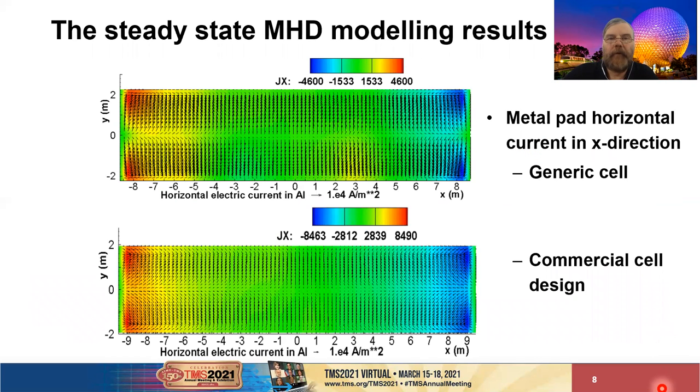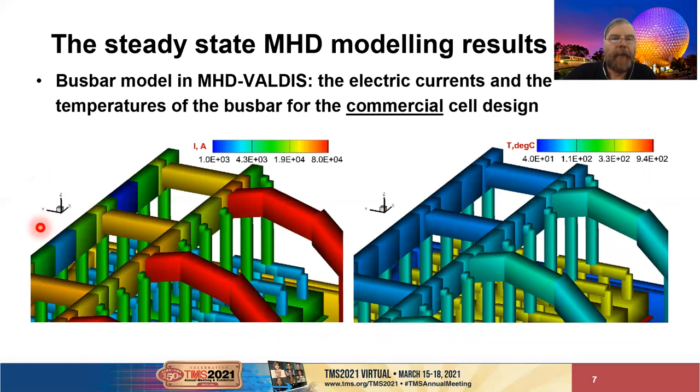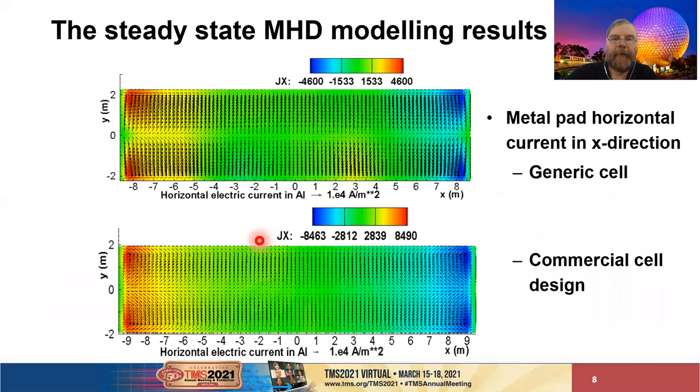Okay, so the first set of results is the current density by component. If you look at this picture here, we have the axes. The X direction is the long direction of the cell. The Y direction is the direction of the pot line. Positive Y is a downstream direction. So here it is the current density in the X direction, the long direction of the pot cell, and for the two situations, the generic cell here and the commercial cell here, that is a bit longer, 9 meters each side, so 18 meters total for the pot shell, or the inside dimension of the liquid zone, to be more specific.